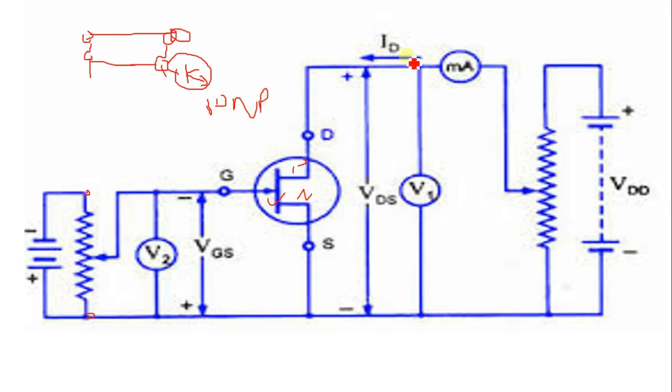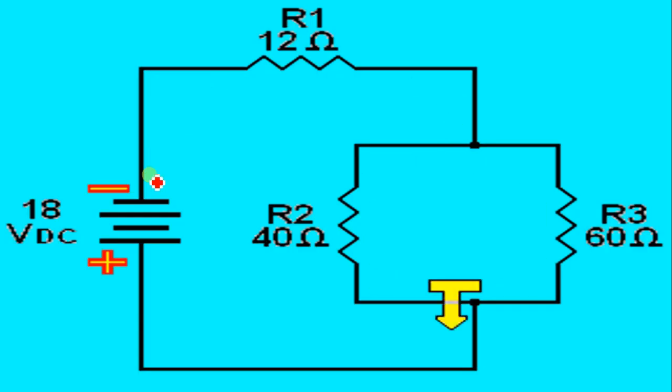And this is the ID, the drain current, and this is also the supply, which is related to the potential divider. It means rheostat. And the process is the same; I have already told you about this process in the first slide. Go ahead. You are watching here that this is an 18 volt DC, direct current, and this is a normal circuit, only for understanding.